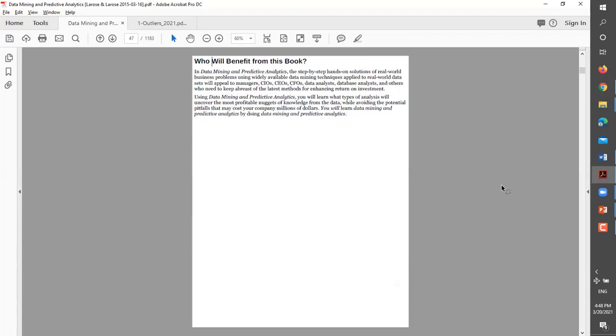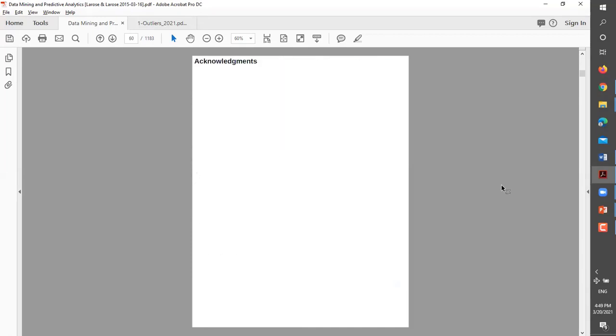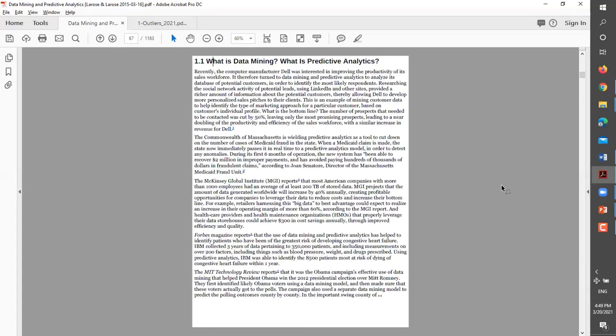So this is our book, right? And if you go to the first chapter, we are here. What is the data mining and what is the predictive analysis? So the main parts of this page is this yellow parts, okay, that I highlighted them. We have some examples. We start with some examples.